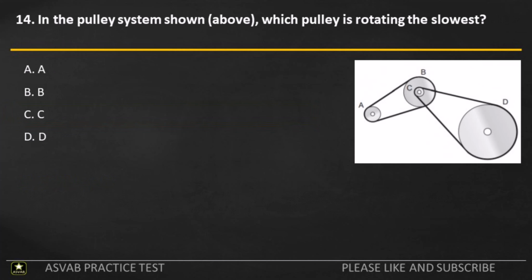14. In the pulley system shown above, which pulley is rotating the slowest? A. B.